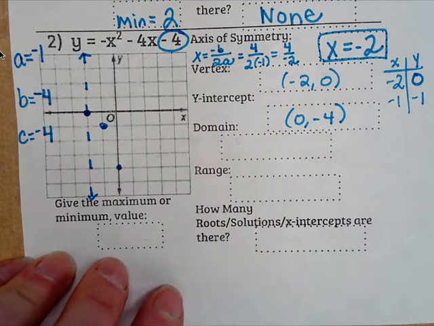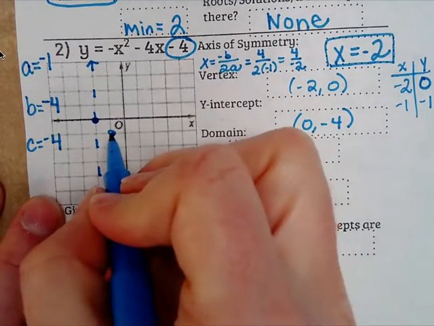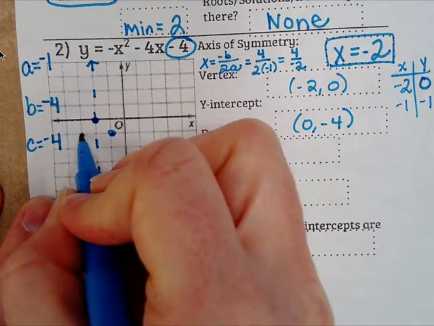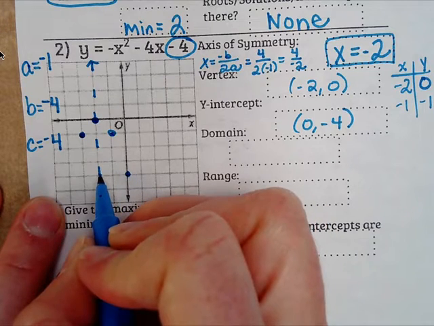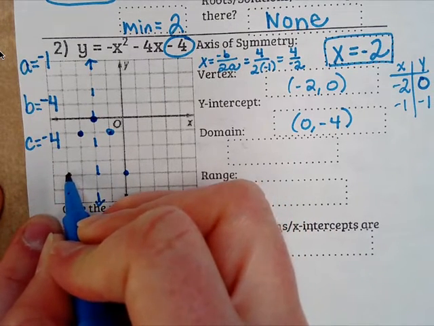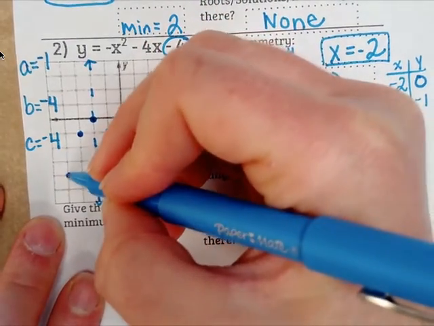And once you get 3 points, you can reflect those points across the line of symmetry. So over here. And then this one is 2 away from the axis, so go to the other side. Now make your parabola.